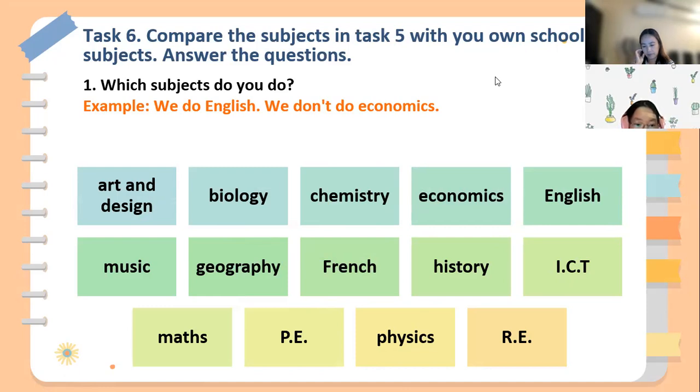I think we do art and design, biology, chemistry, English, music, geography, history, ICT, math, and PE. Okay. What are the subjects that you don't have? We don't have economics, French, physics, and RE. RE. What is RE? Religious education.